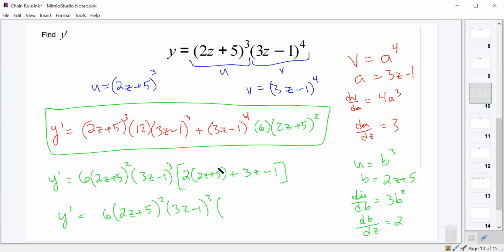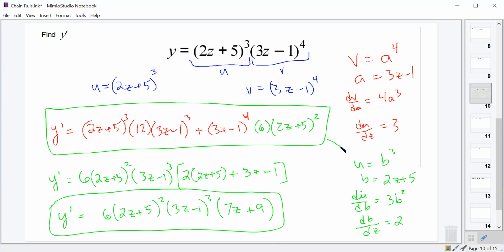2 times the 2z is 4z, plus the other 3z is 7z. And then we got a 10, minus a 1 is a 9. So this answer is a better answer. Would I accept this answer up here? Sure. But you better be able to get to this one in case I ever ask you when this derivative equals 0. Good or no? Good. All right. Any questions on that one?